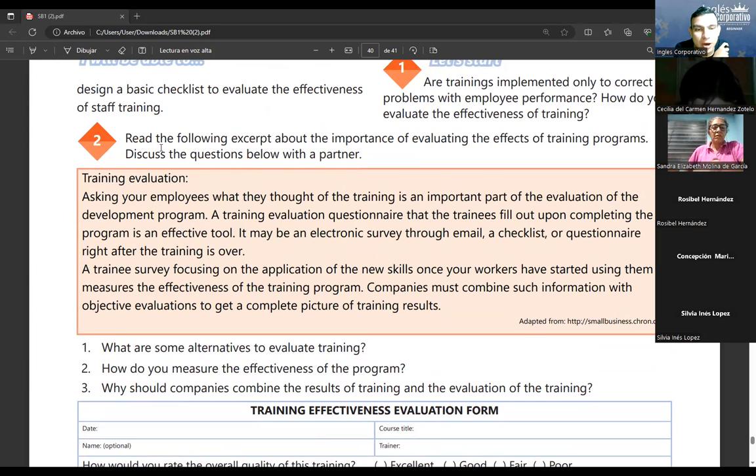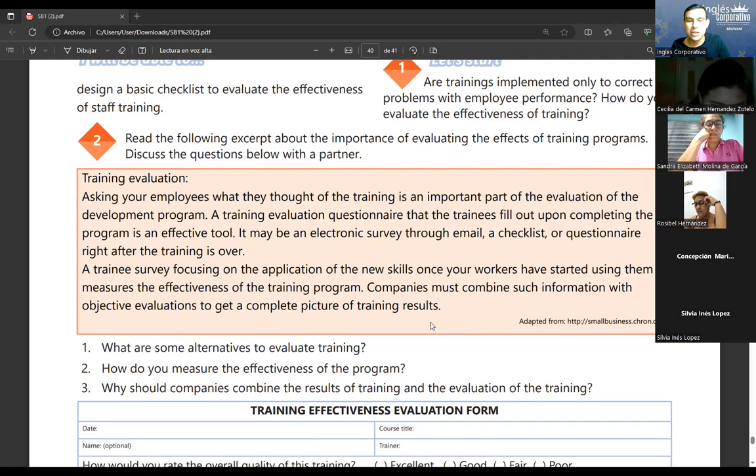Asking your employees what they thought of the training is an important part of the evaluation of the development program. A training evaluation questionnaire that the trainees fill out upon completing the program is an effective tool. It might be an electronic survey through email, a checklist, or questionnaire right after the training is over. A training survey focusing on the application of the new skills once your workers have started using them measures the effectiveness of the training program. Companies must combine such information with objective evaluation to get a complete picture of training result.